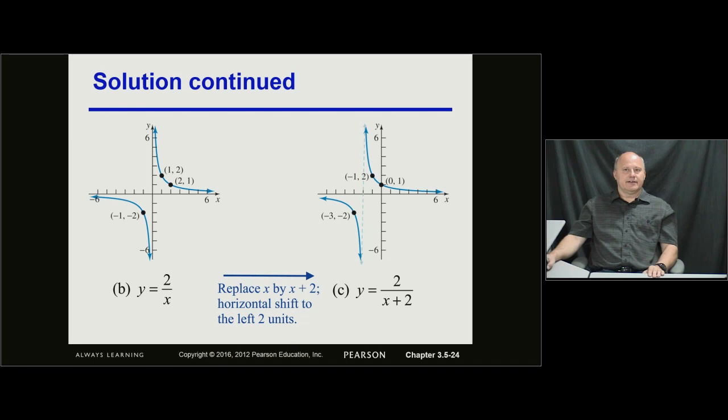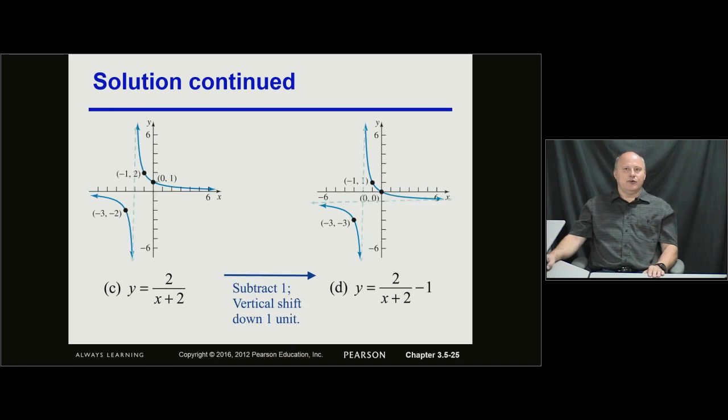Now what's left? We got to take that graph and move it 1 unit down. So now there's our y equals 2 over x plus 2. And now we're going to take that graph and move it 1 unit down. But for the same reasoning, it was hugging the x-axis. Now it's going to be hugging another line right below that at -1. Whoops, sorry. Okay, so that's what the graph is going to look like.